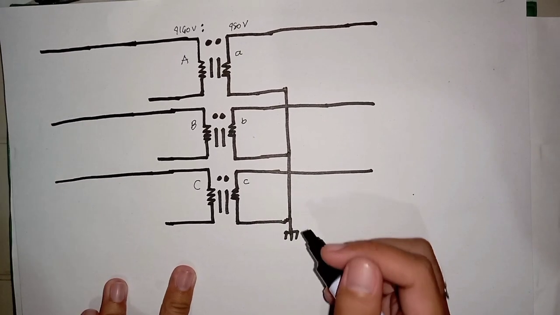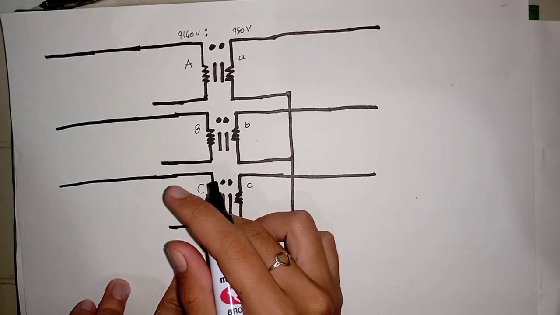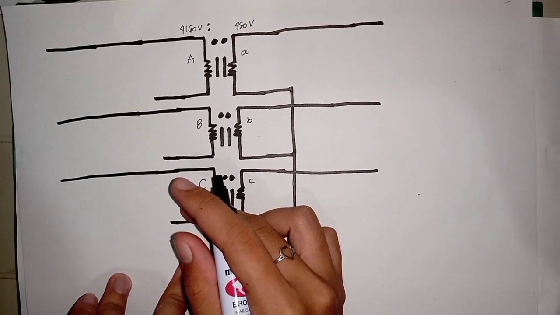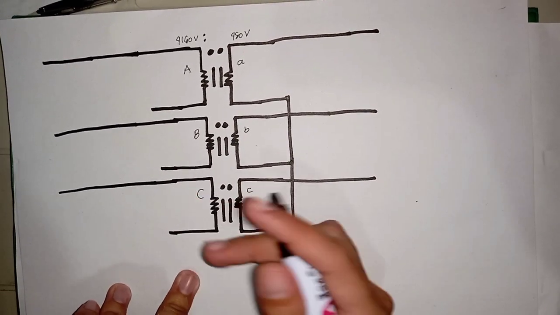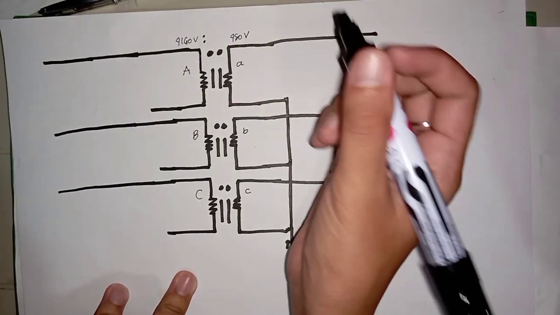So on the primary side, we are going to connect in delta. Since this is a Delta-Wye connection, connect the primary winding like this.